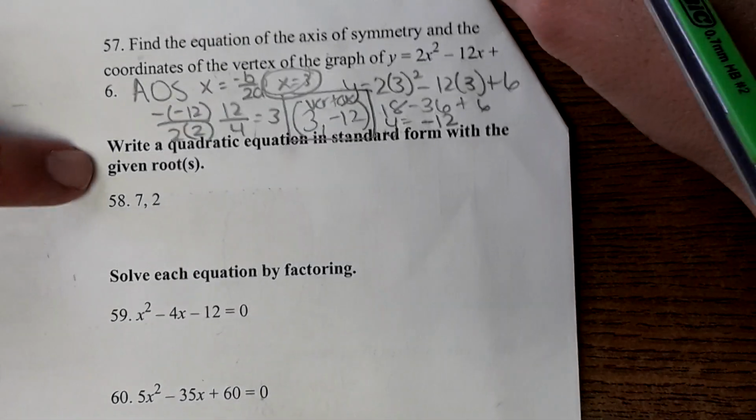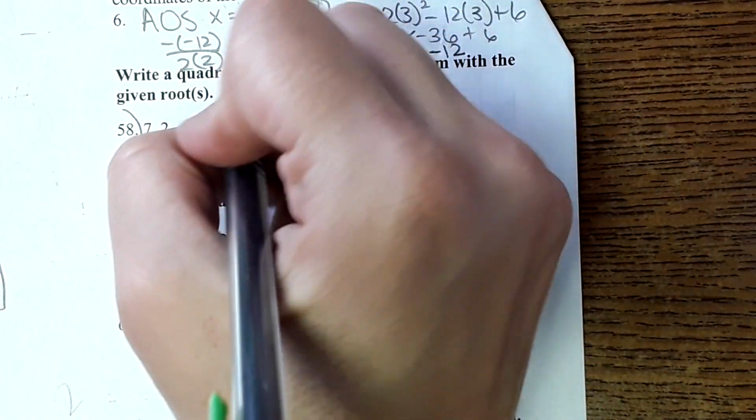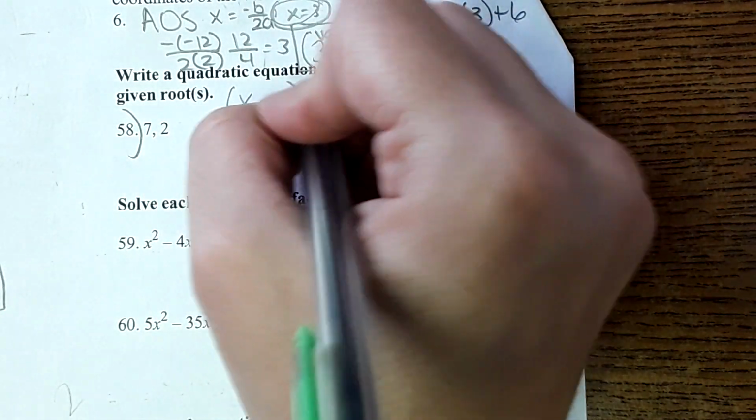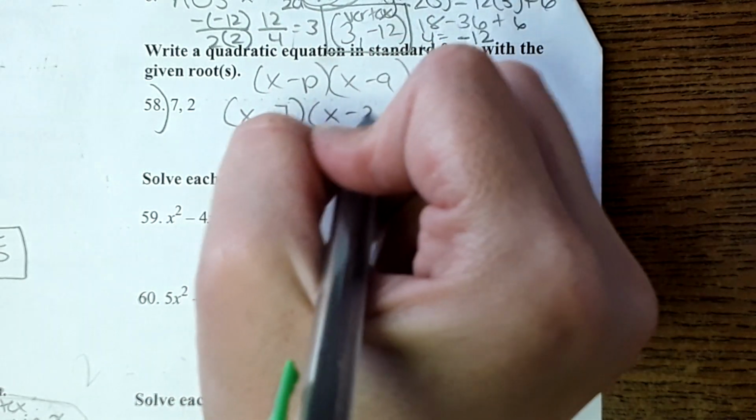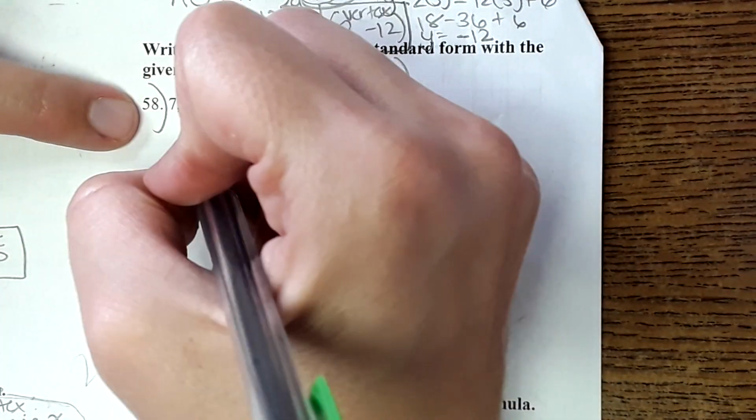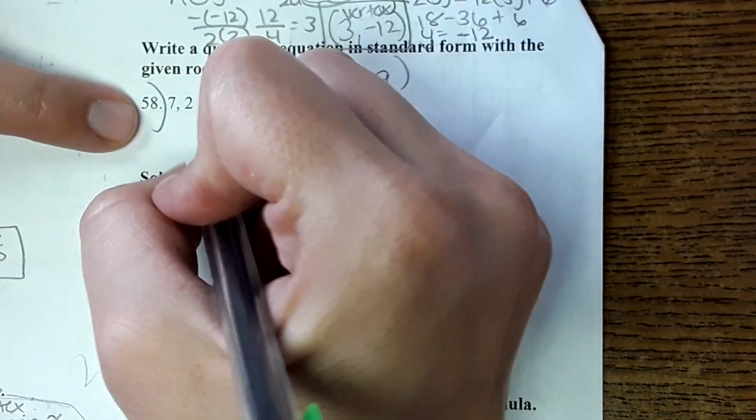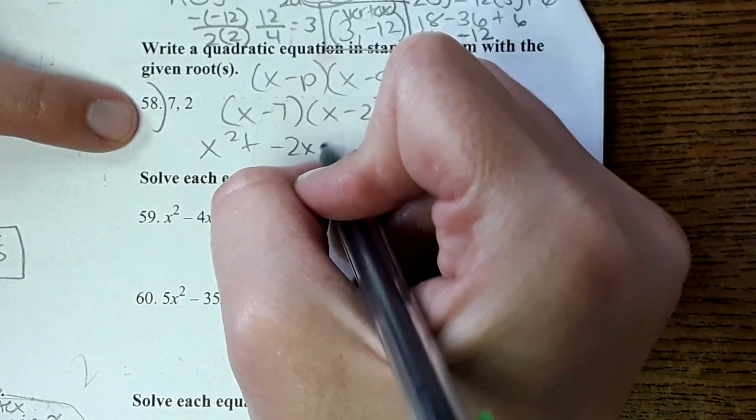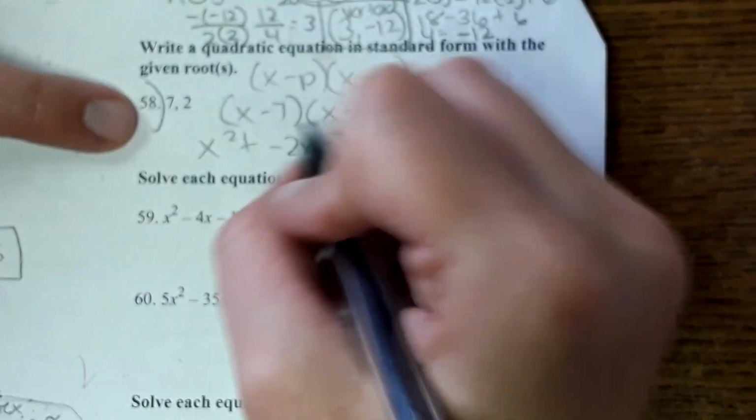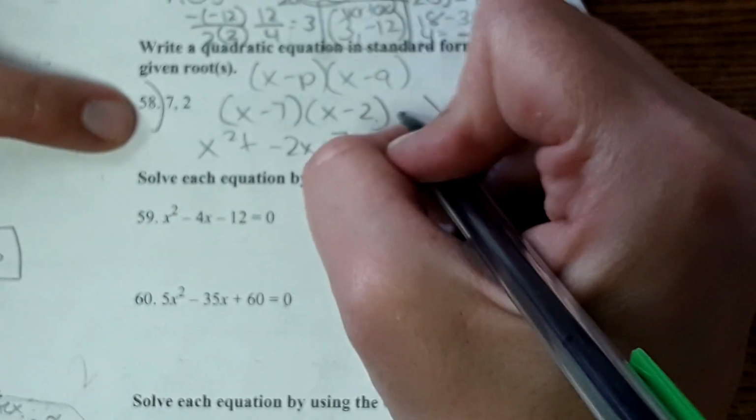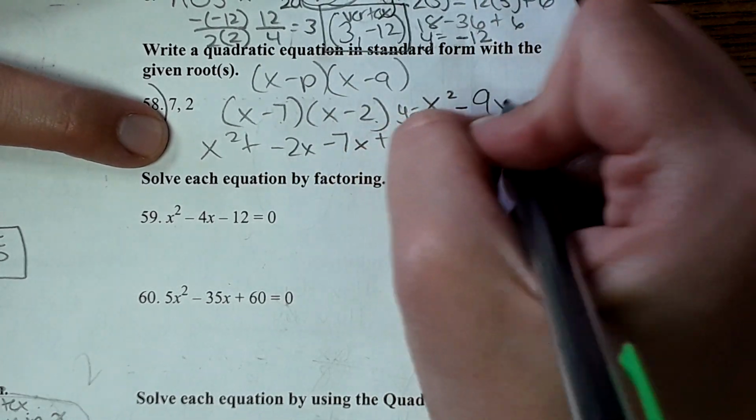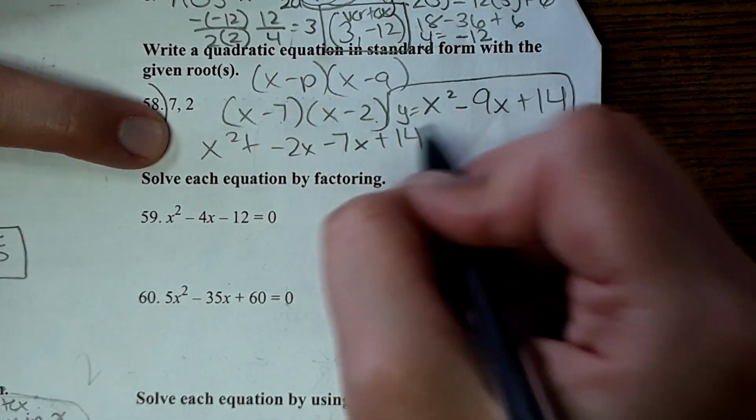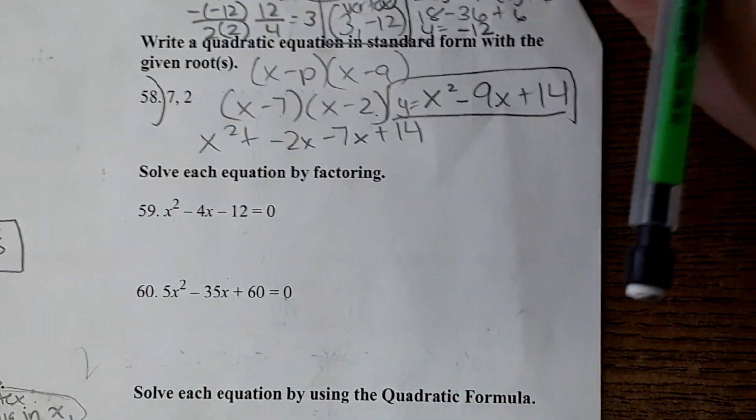Okay, next one. Write a quadratic equation in standard form with these given roots, 7 and 2. So the equation for this was (x minus p)(x minus q). So we're just going to plug these in here, (x minus 7)(x minus 2), and then we need to FOIL it out. So x times x is x squared, outside negative 2x, inside negative 7x, and the last one's positive 14, and just simplify. Minus 9x plus 14. And that's what you'd be looking for in the answer choices.